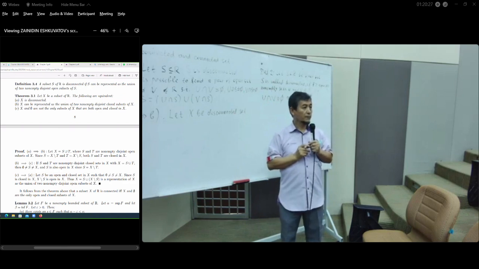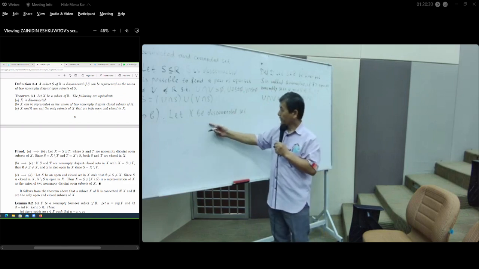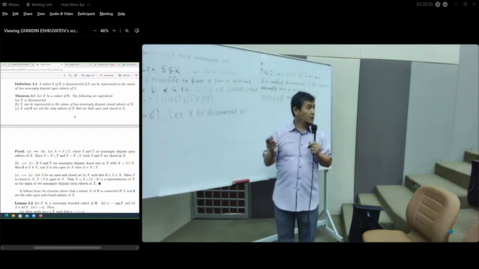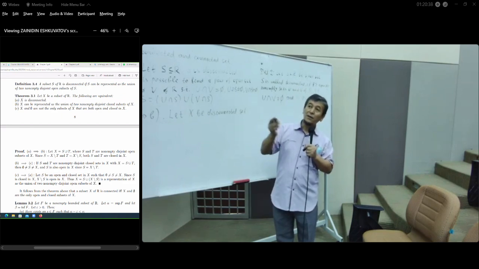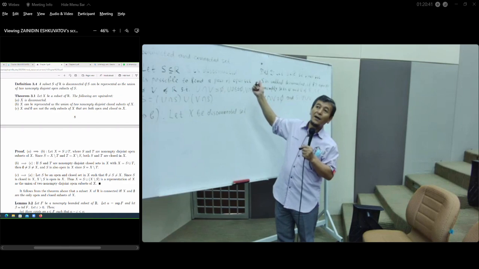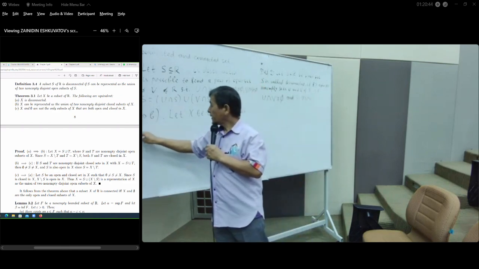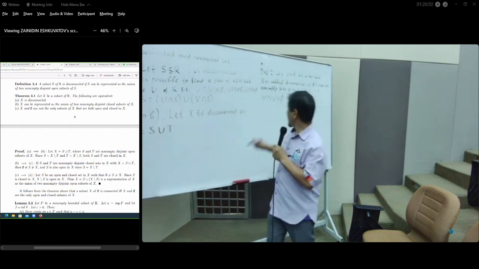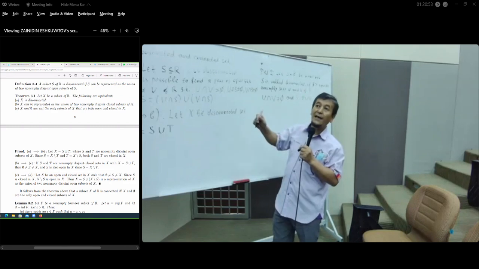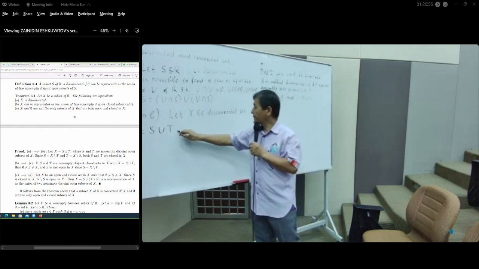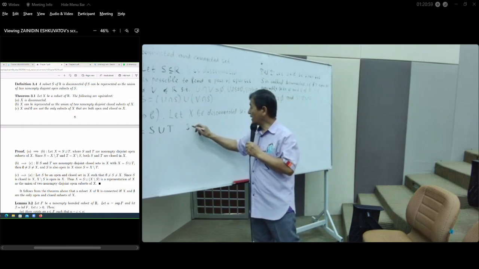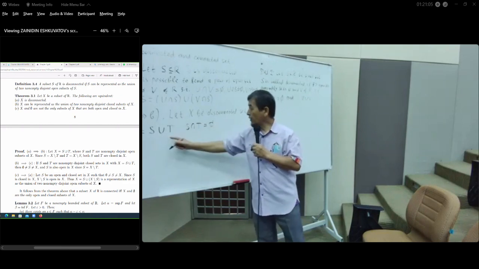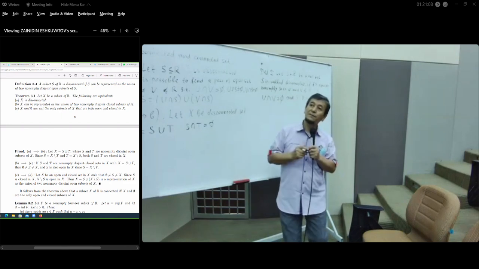Disconnected set. Okay. Let X be the disconnected set. According to the definition, if it is a disconnected set, then what is the second definition? X can be written as S union T, where S and T are disjoint, non-empty sets. Okay.